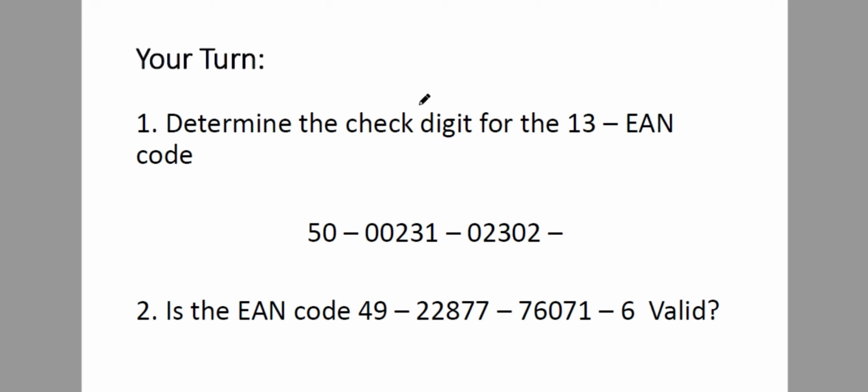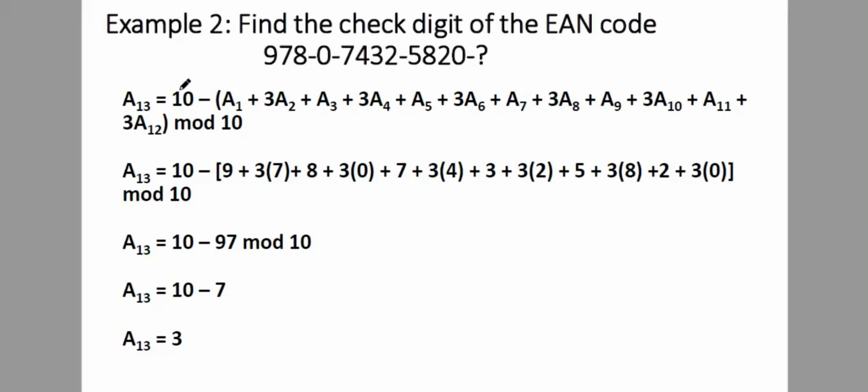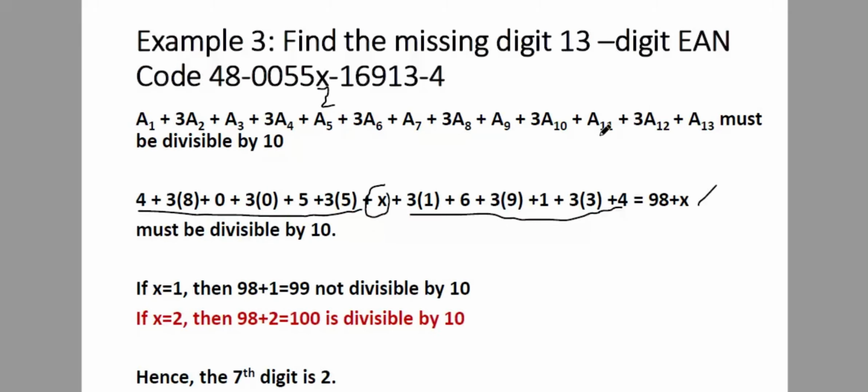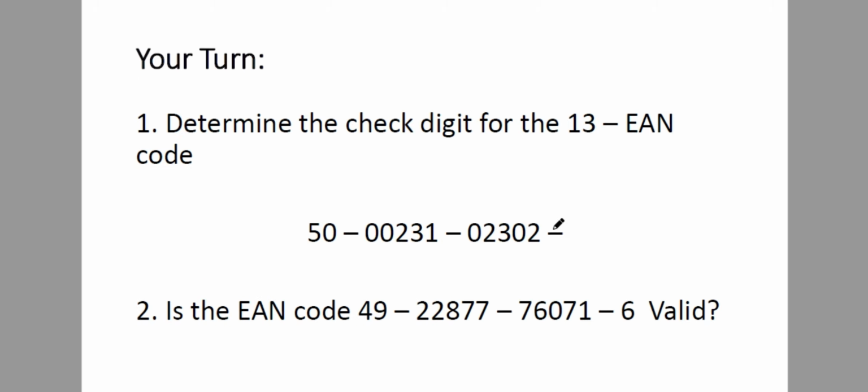Okay, so you may try this. Number 1, determine the check digit. So meaning you just use this formula. And number 2, to verify if it's valid and it's EAN, then of course you need to use this expression from A1 to A13. Again, your aim is for it to be divisible by 10. If it's not divisible by 10, then it's not valid. If it's divisible by 10, then it is valid.